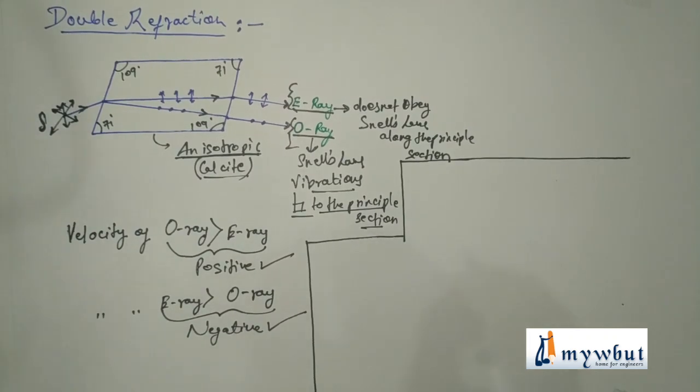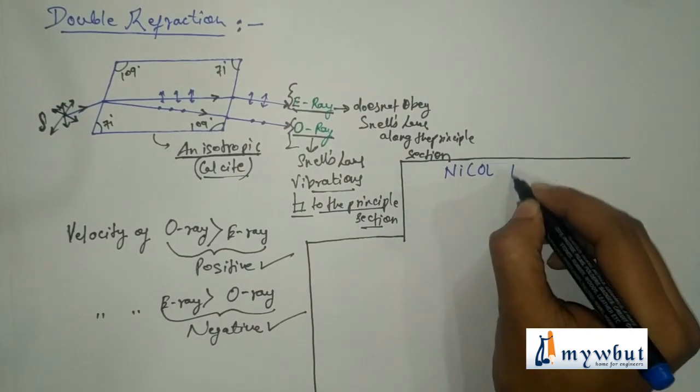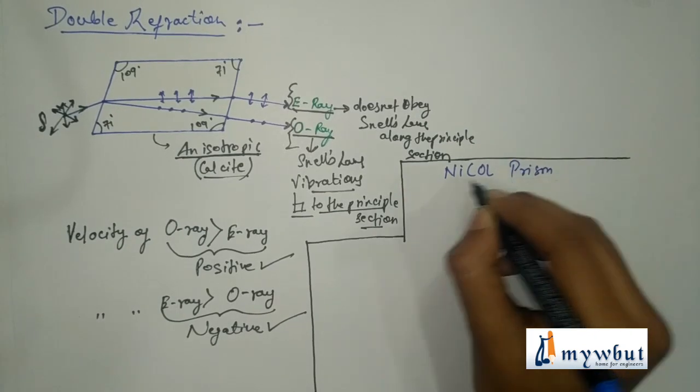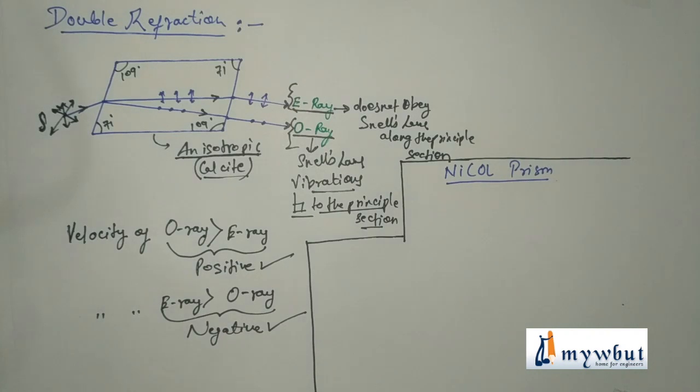Now let me define the last but very important topic, that is Nicol prism. Nicol prism is an important instrument. So what is Nicol prism? It is an optical device that can produce plain polarized E ray from unpolarized light, and also has an ability to analyze the plain polarized light in the experiment of polarization. So how does it look?